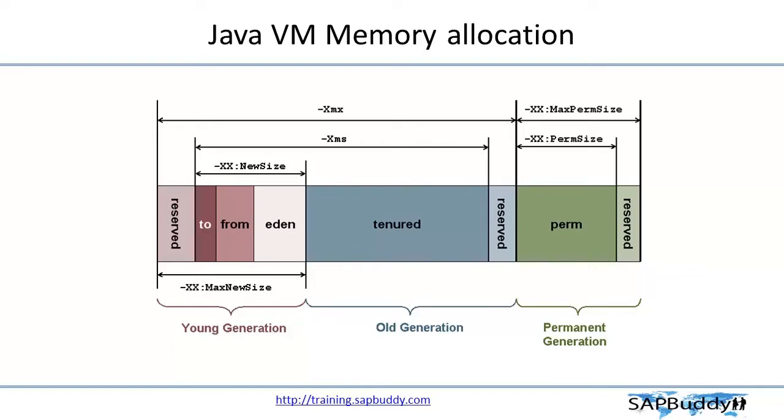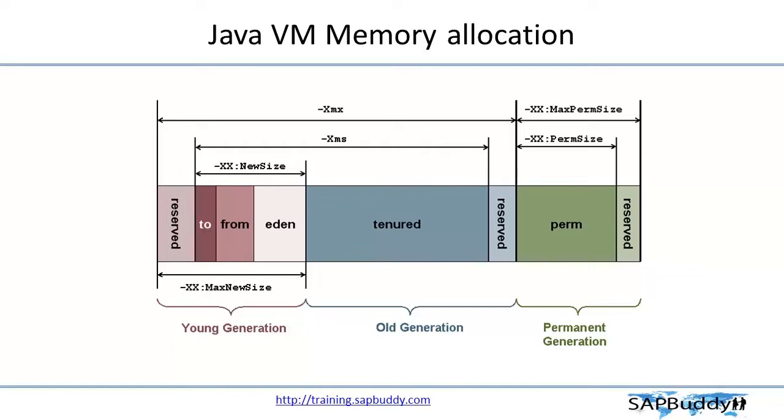Okay, and in the permanent one, which is anyway allocated to the VM, which will also have the maximum permanent size and the permanent size. It's the permanent size which will be used, and you will have a little bit reserved, then you will have the total maximum size. Okay, these are all the parameters which will be used to configure this memory allocation within the Java VM itself.